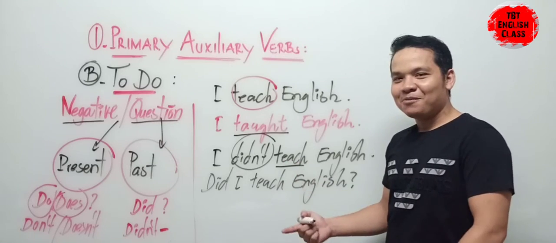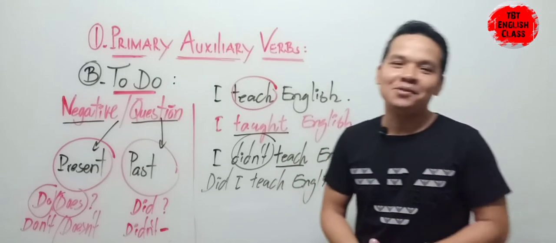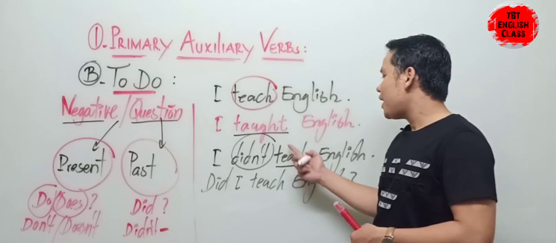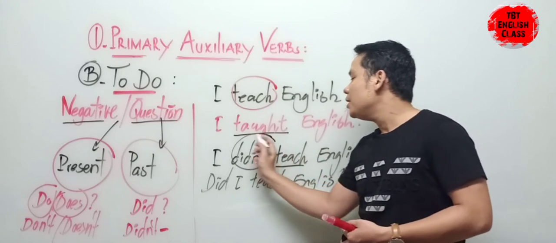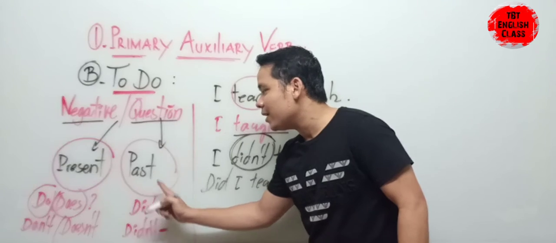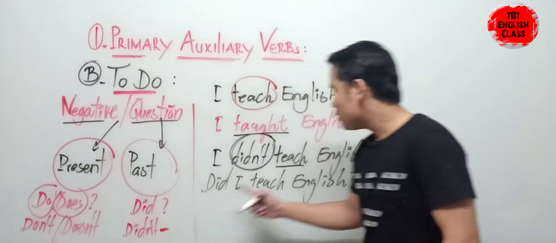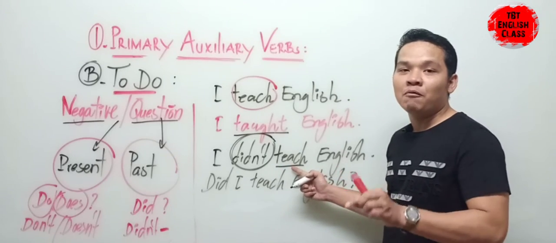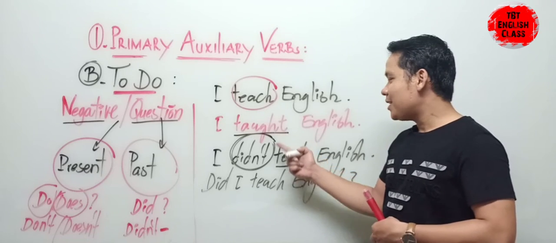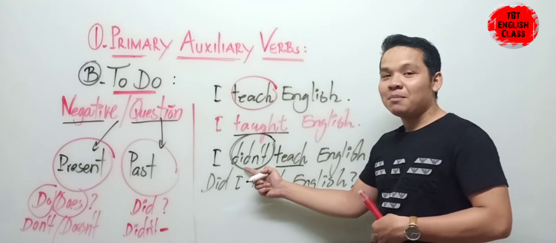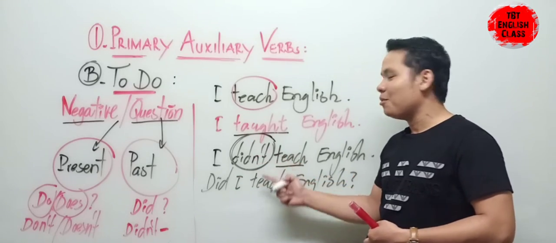You know why we use a different form of this verb? That's okay, very easy to recognize. We have to change the second form of the verb, taught, to be teach, because we already use an auxiliary verb in the past. "Didn't" already means negative in the past. So for the verb, we just keep the base form, teach. We don't change it like the first one, I taught. We change from taught to teach because we use the primary auxiliary verb did not or did to make this simple sentence negative or a question already.